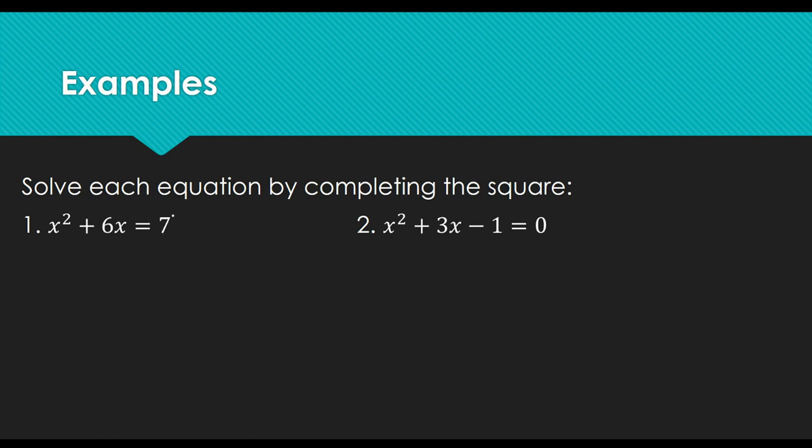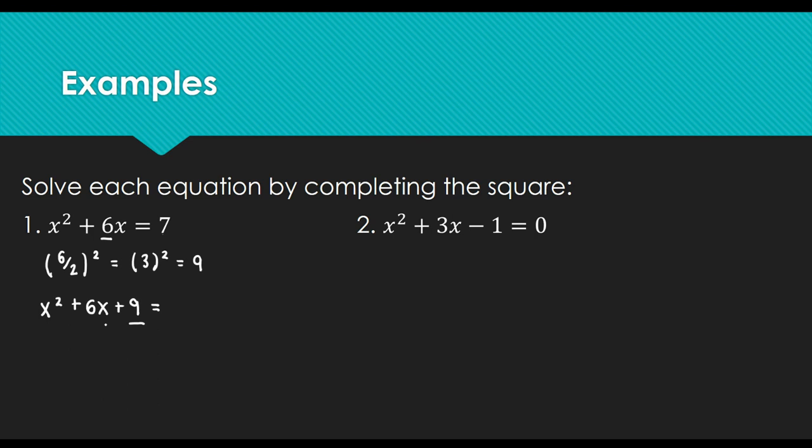So the 7 does not get moved over. I don't want it to be in general form. I want all the x's together and then the constant by itself on the other side. So now I can just focus on that number that's in front of x, like we had in all those other examples. I'm going to take 6, divide it by 2, and square it. Well, 6 divided by 2 is 3, and 3 squared is going to get me 9. So that's the number that gets added on to create that perfect square trinomial.